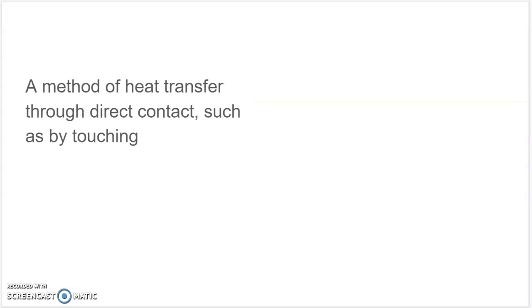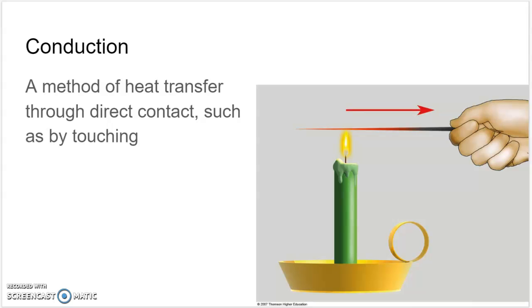What do we call the method of heat transfer through direct contact, such as by touching? This is conduction. During conduction, heat energy travels through solid and into things that are touching that solid, such as here the hand touching the solid or the air molecules that are directly touching the rod.